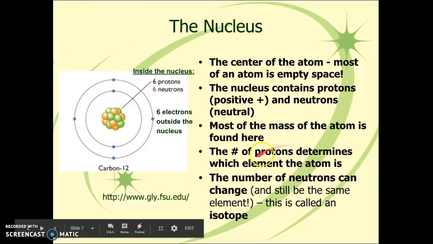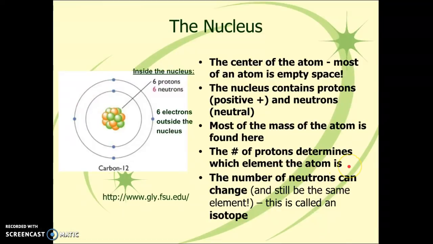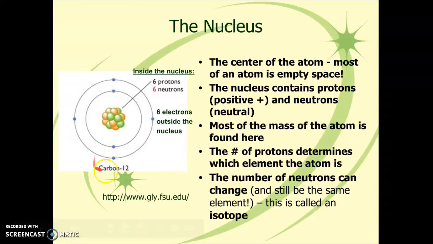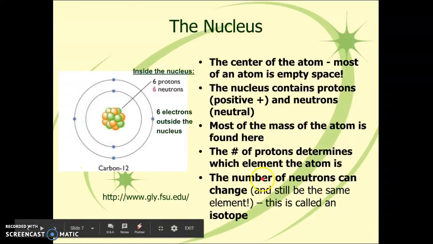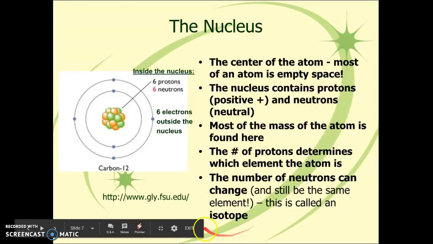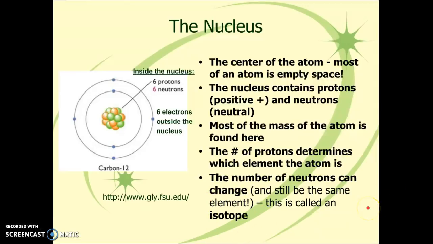The number of protons determines which element the atom is. Right? That's what tells us what it is. And the number of neutrons can change, but it's still the same element. So protons are what determine what element it is. The number of neutrons can change. As we saw when we did the building an atom activity, you can have a couple of different combinations of numbers of neutrons, and it still might be a stable atom. When that happens, we call these isotopes. And I'm going to show you an example of an isotope. Just make sure you got all that down. You can pause if you need to.